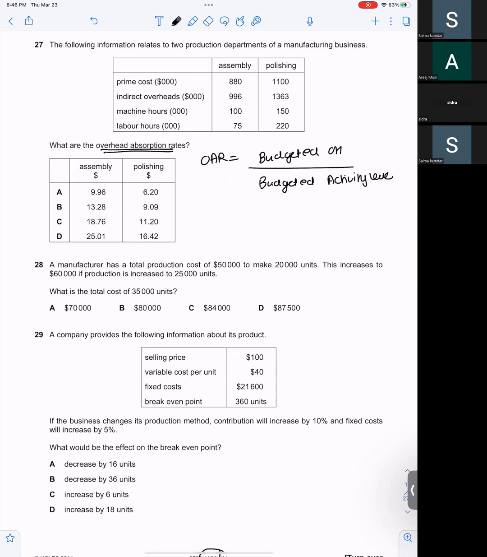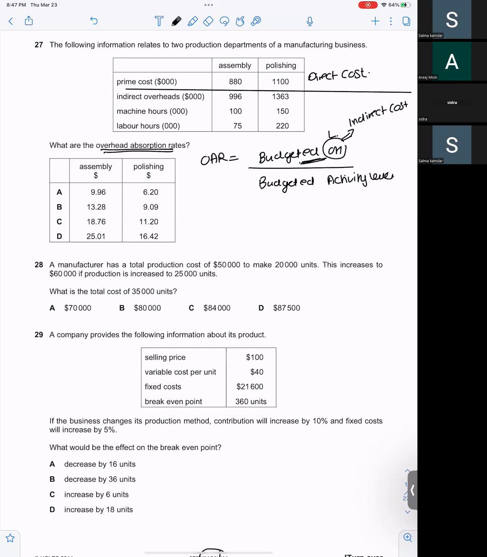When I'm talking about budgeted overheads, is prime cost overheads or is it direct cost? Direct cost. So when I'm writing budgeted overheads, will prime cost be a part of the budgeted overheads or not? No. When I'm talking about budgeted overheads, it means indirect cost.